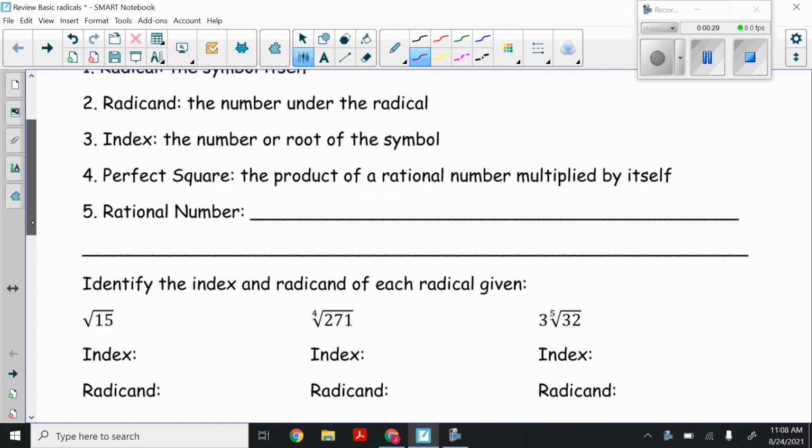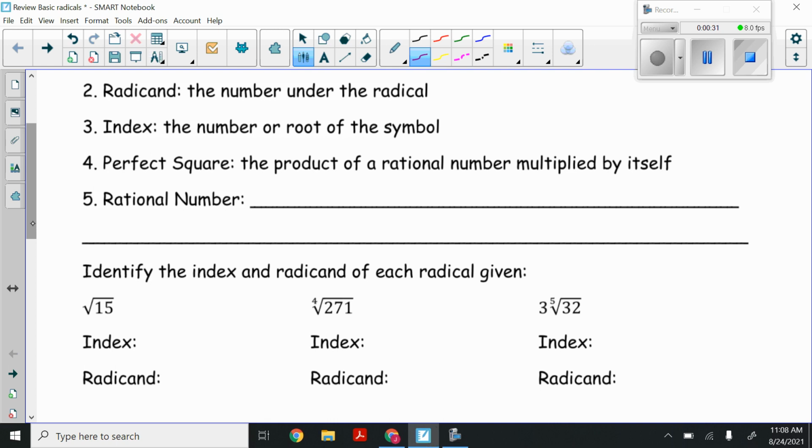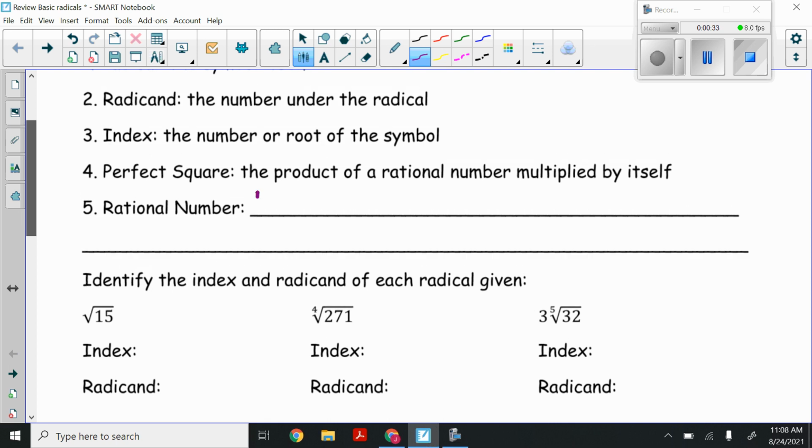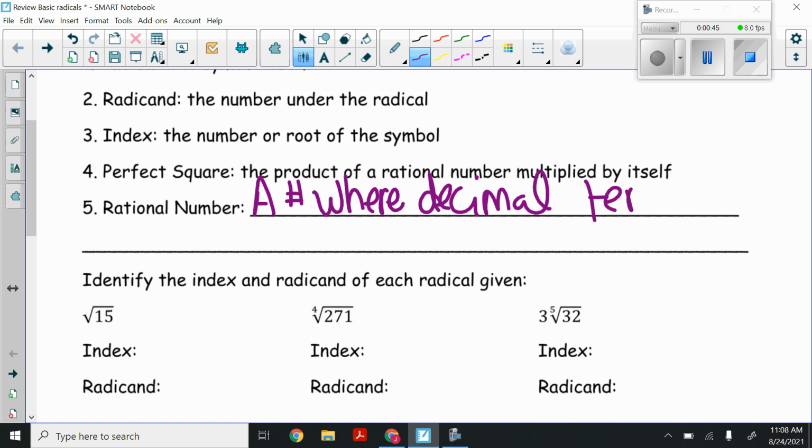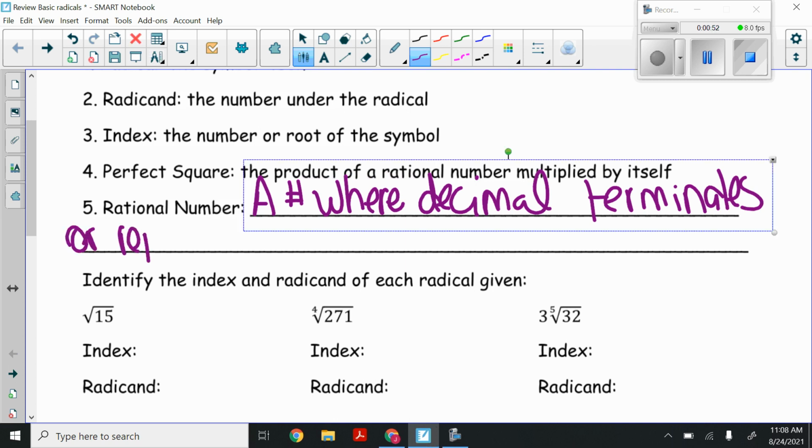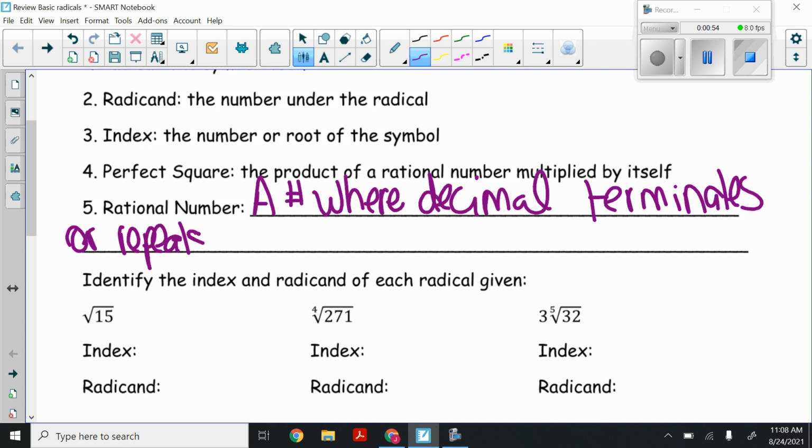So then let's review what is a rational number. A rational number is a number where the decimal terminates or repeats a pattern. Remember, terminates is just a fancy way of saying stops. So where it terminates or repeats a pattern. And then we'll give some examples of that.